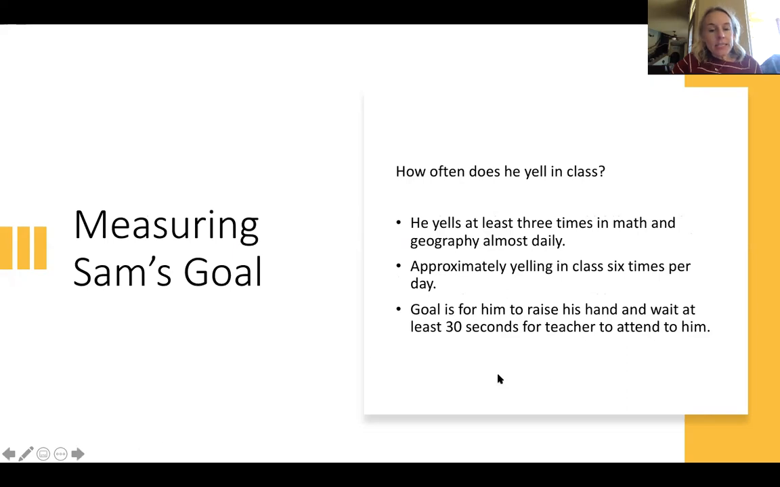And then measuring his goals, so thinking about how often does he yell in class? Right now he yells at least 3 times in math and geography almost daily. So he's yelling about 6 times a day. Our goal for him is to raise his hand and wait at least 30 seconds for the teacher to attend to him. That's our overall goal. I originally put on here that our goal was for him to yell less than 6 times a day, but instead of focusing on what I don't want him to do, I'm going to focus on what I want him to do. I want him to raise his hand and wait for at least 30 seconds to be attended to.